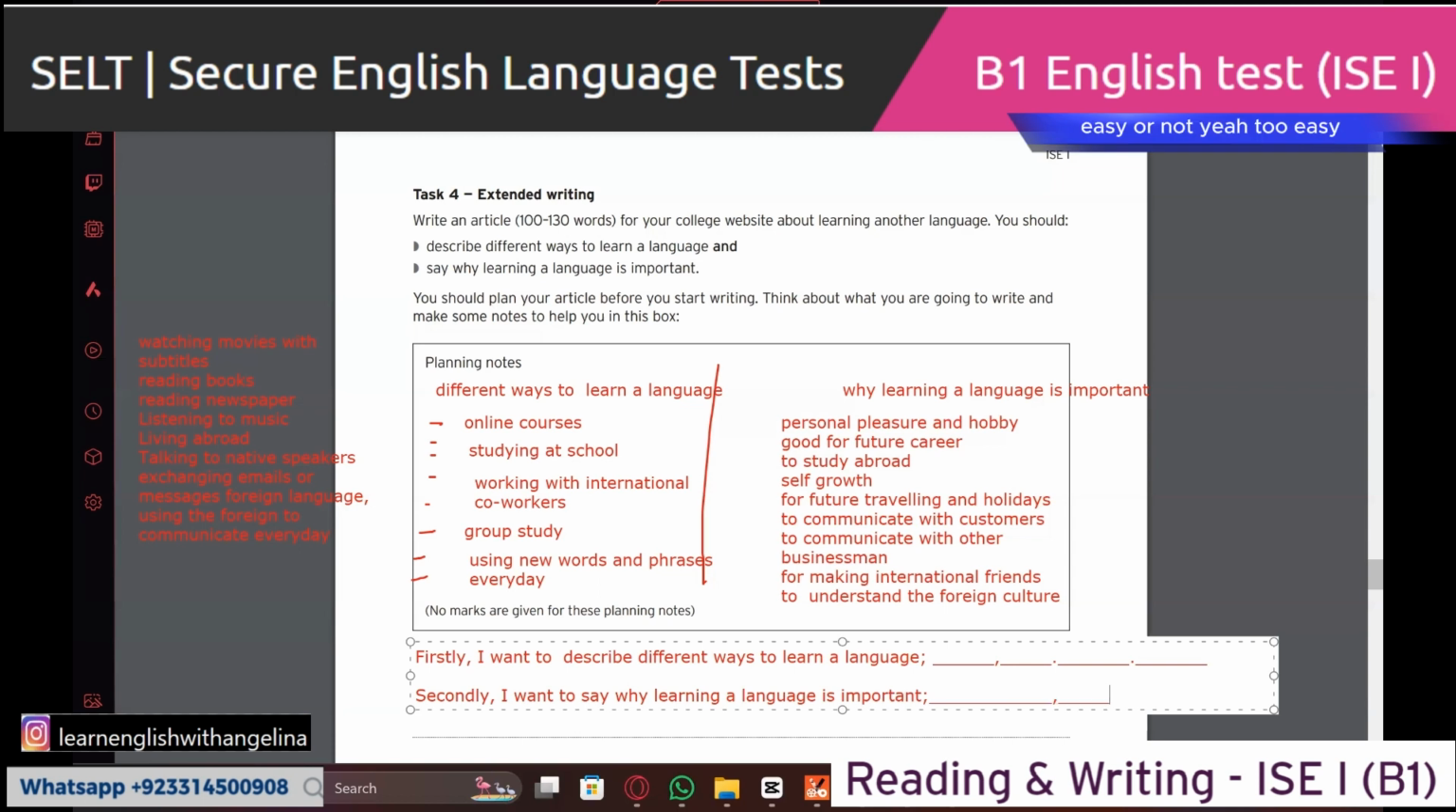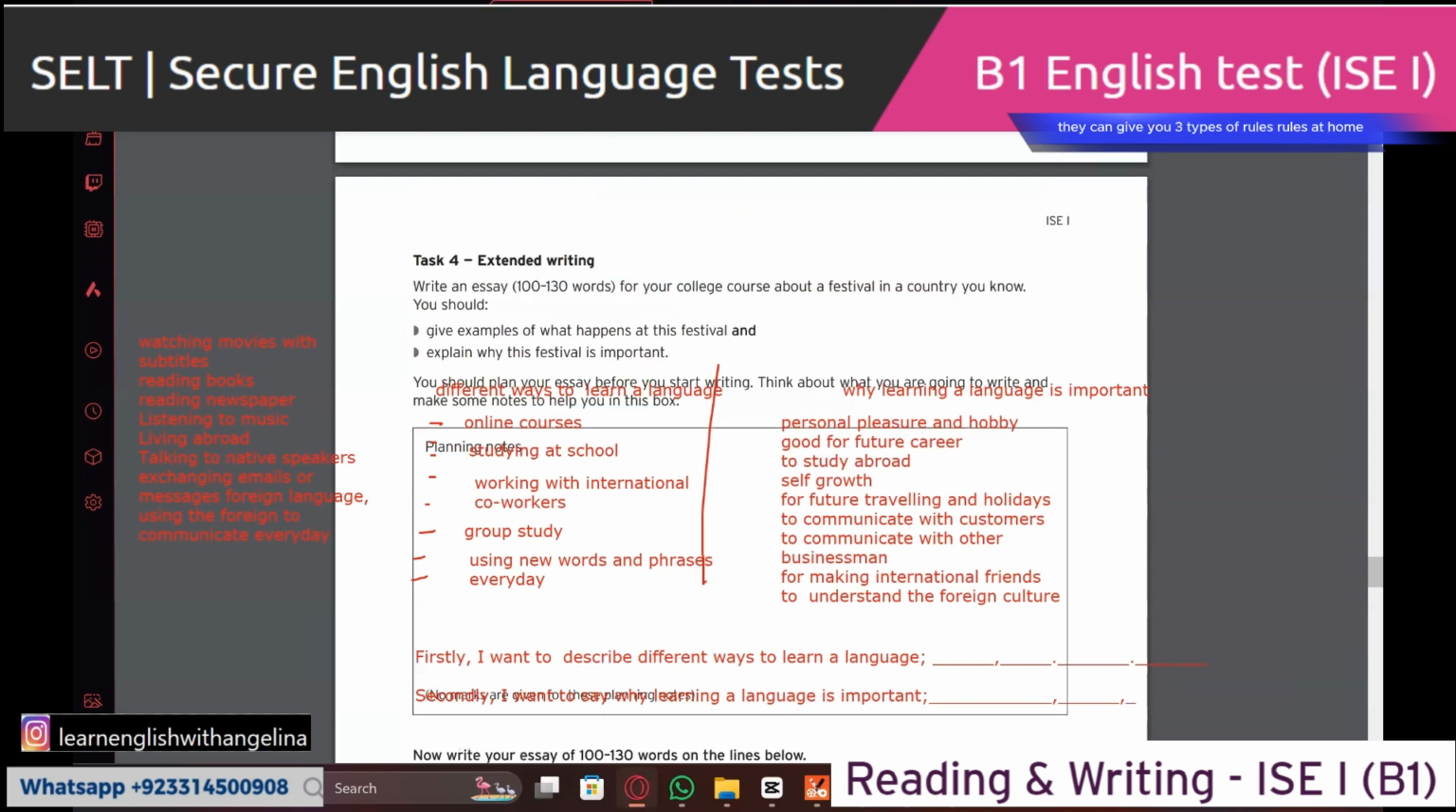Easy or not? Too easy. But the basic thing is thinking about it and generating ideas. I think it's not too hard. And in this task, there are barely a few topics. First we'll do the sample topics, because this one I have written for you, and one I'm going to give you as homework. You will write it by yourself. The most important topic that is being repeated constantly is rules at your work: what are the rules at your work and why those rules are important? You need to write that one as homework. They can give you 3 types of rules: rules at home, rules at work, and rules in your country.